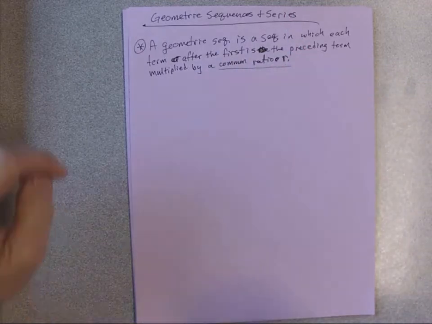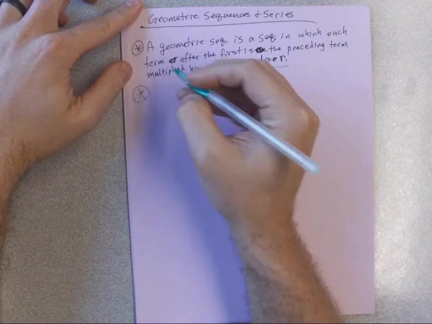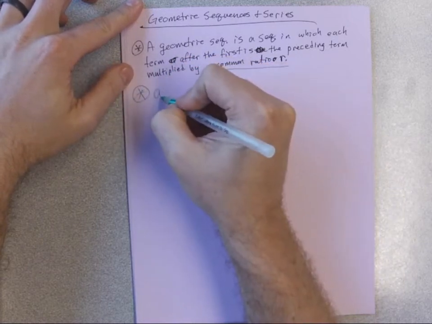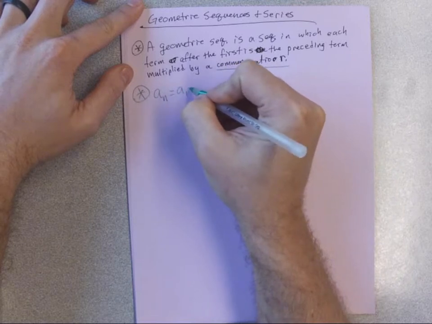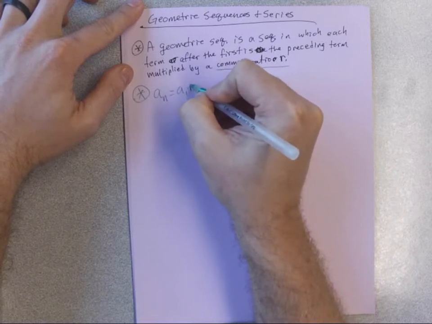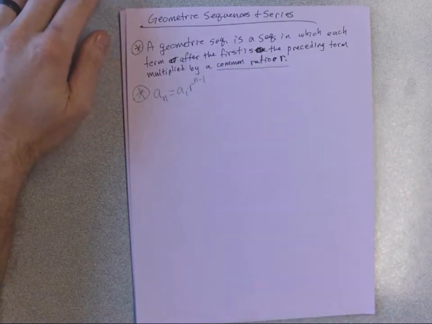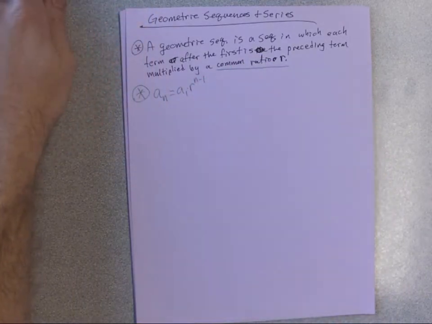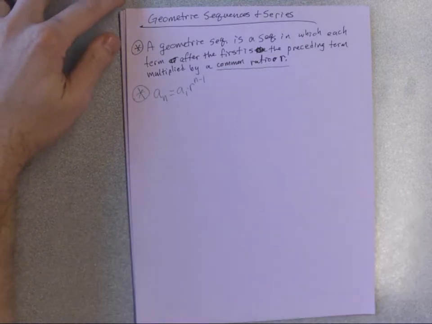Alright, and I'm going to go ahead and give you the formula for a geometric sequence. So it's a sub n is equal to a1, and then we're multiplying that times r, our ratio, raised to the n minus 1 power. Alright, let's look at an example here.